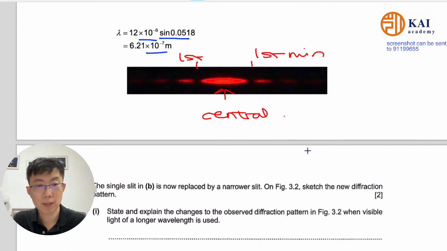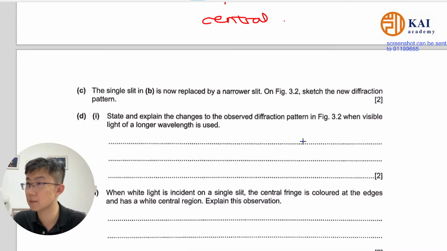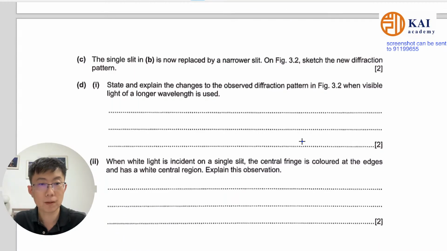Okay, now see, the single slit in B is now replaced by a narrower slit. So on figure 3.2, sketch the new diffraction pattern.